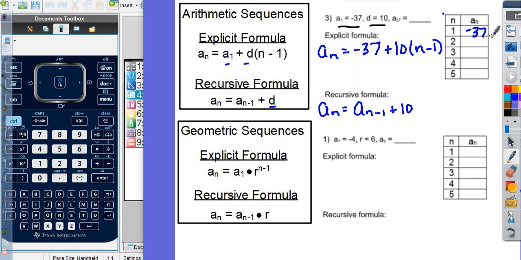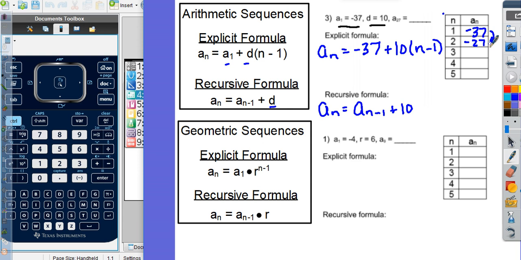Then I've got to find my second term. Well, here's where that D comes in. When we look at this, if the difference is 10, then we're going to go up 10. Now, I would suggest you use a calculator here. Negative 37 plus 10 would be negative 27. There are a lot of kids that want to make it negative 47, so use the calculator.